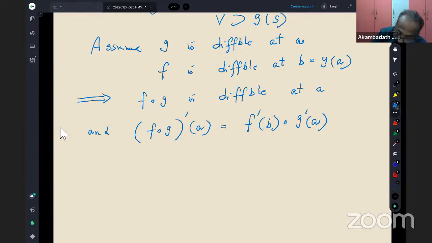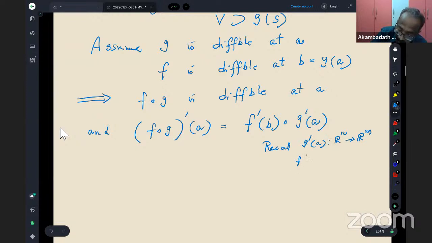Keep in mind, recall that G prime at A is a linear operator from Rn to Rm, and F prime of B is a linear operator from Rm to Rk.